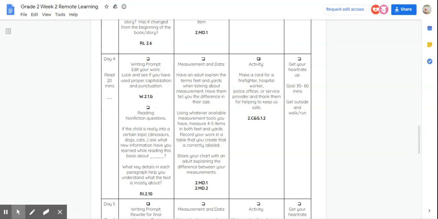And the last thing is get your heart rate up. Your goal is 30 to 60 minutes. You can go outside and walk or run. And again, if it's raining outside today, you can, of course, run or walk in place or do some things like jumping jacks or skipping in place or something like that.